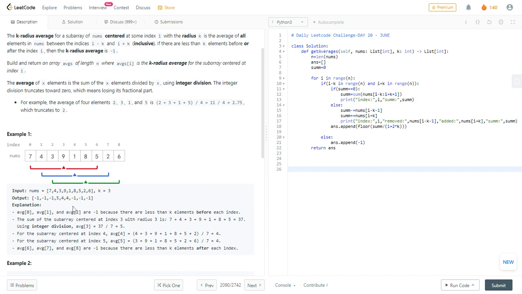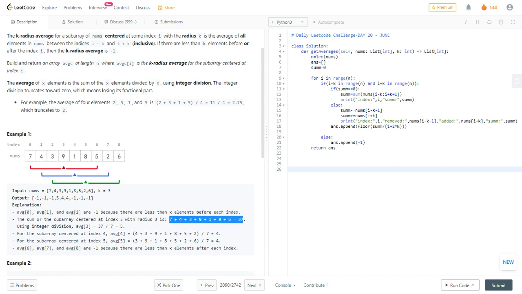I will again repeat. I am at 9. You have to take three numbers before 9 and three numbers after 9. Why are we taking three numbers? Because k is 3. That is the basic idea. So in total, in the first one, you will take these many numbers: three numbers after 9, three numbers before 9. Take their sum. So this is the sum.